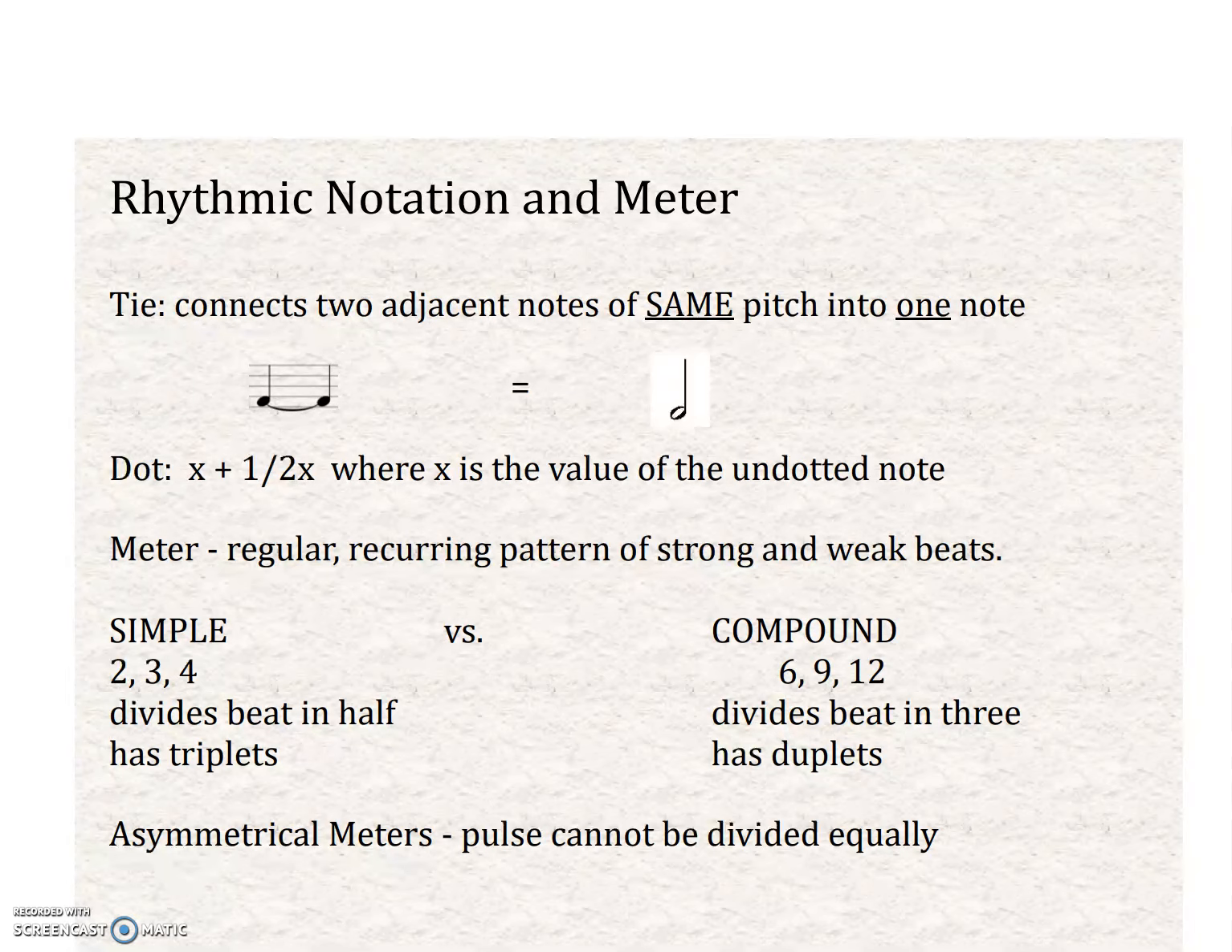Okay. So beyond that, if I'm in simple time and I want to have triplets, I totally can. If I'm in compound time and I want to have duplets, meaning go 1 and 2, I absolutely can, but you would have to mark it as such. If I have an asymmetrical meter, the pulse is not going to be divided equally, meaning it's going to be like 7/8, 13/8. You know, it's going to be kind of crazy.